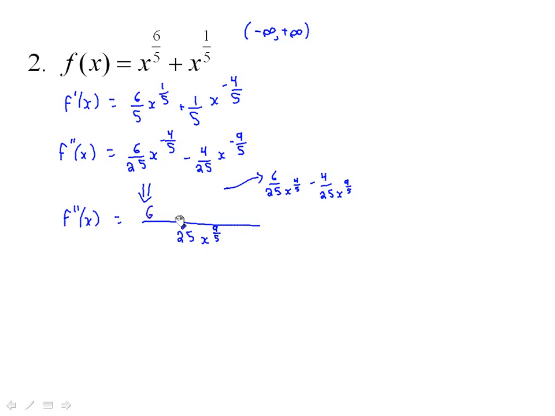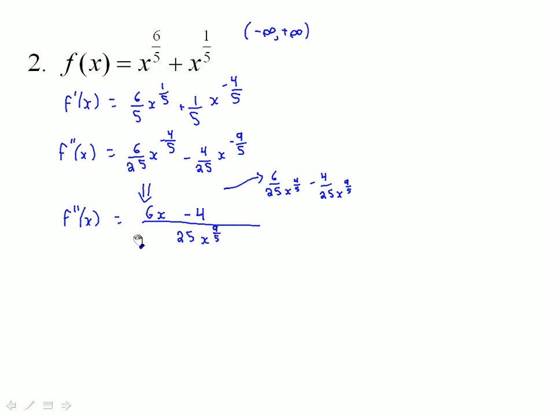We have a 6 already on top, but we have to multiply by x to the 5 over 5, which is x to the 1. So make sure you're careful with that step. You're bringing x to the 4/5 to x to the 5/5. And then the next one, the 4 is there already, and we don't need to do anything. It's already got the denominator of 25x to the 9/5.